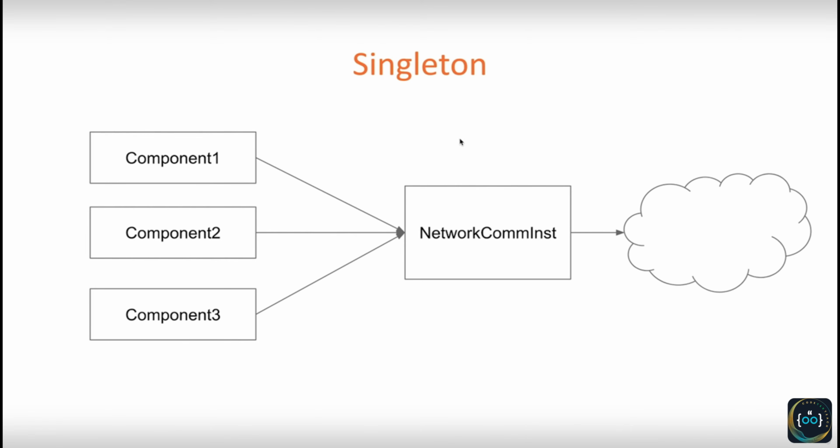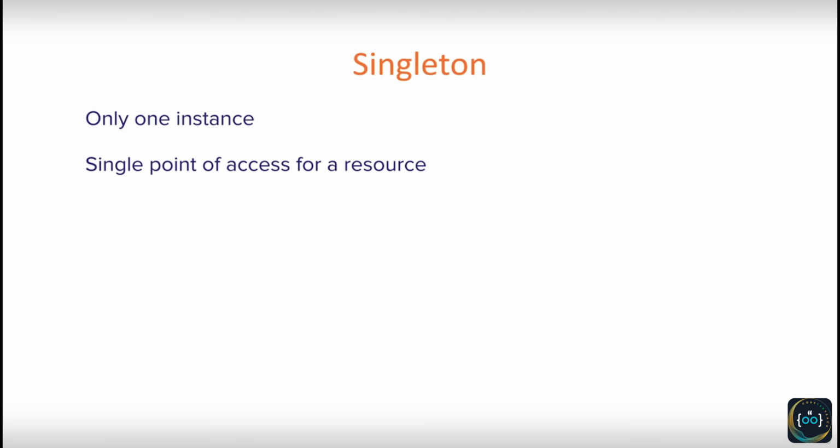So a better solution would be to have a singleton, which is going to be a single instance of this network communicator. And then all the components that require that functionality will access that network communicator. Okay, so this is the idea behind the singleton: put a central resource in a single instance of that resource rather than duplicating it multiple times. Okay, so only one instance.